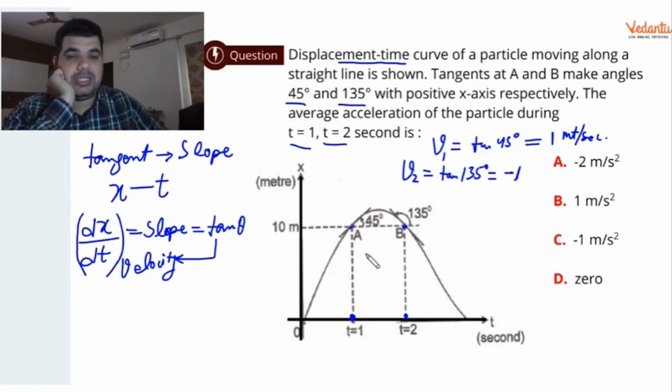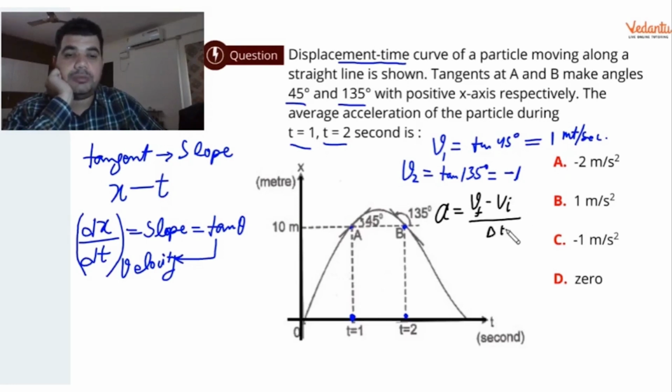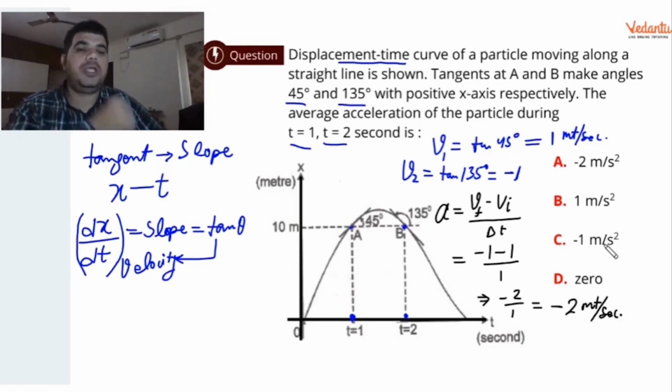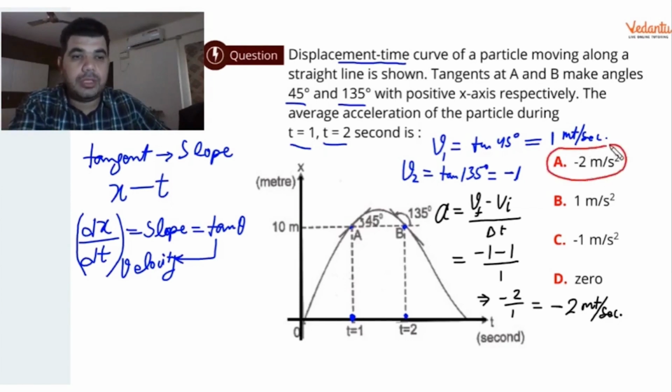So let's see, acceleration we have to find. So how can we find the acceleration? For acceleration you have v final minus v initial divided by time taken. So what is the v final? V final is minus 1. What is v initial? V initial is 1. What about the time? 1 to 2 second, time is 1. So here you can say minus 2 divided by 1 is equal to minus 2 meter per second square, because it is an acceleration.